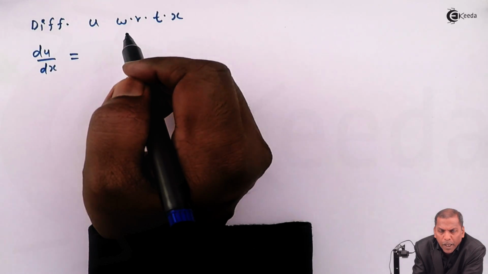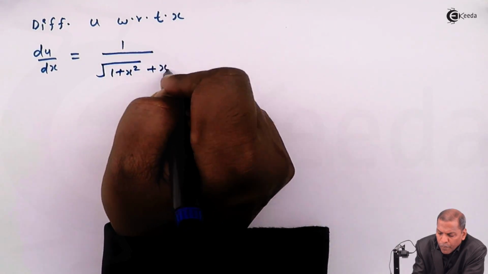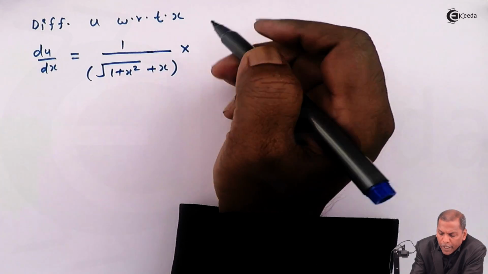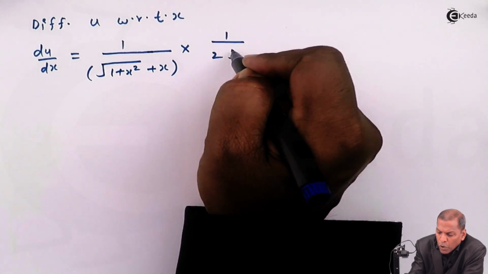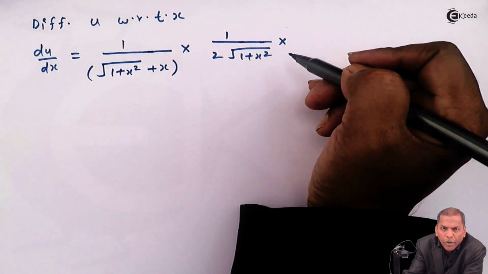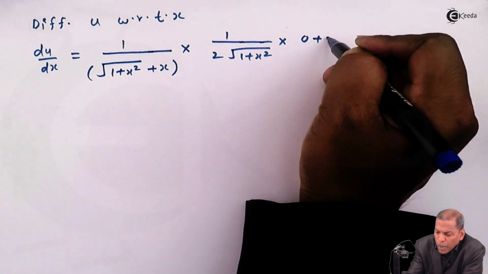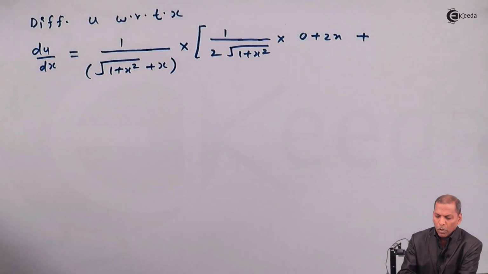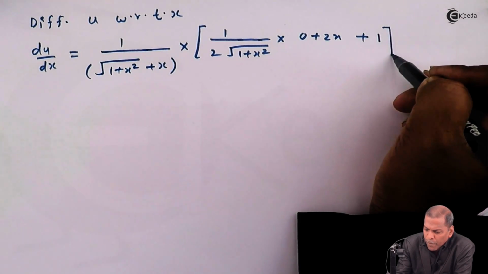now the derivative of log x is 1 upon x, therefore the derivative of log of (under root 1 plus x square plus x) is 1 upon (under root 1 plus x square plus x) into the derivative of the bracket. The derivative of root 1 plus x square is 1 upon 2 into root 1 plus x square, then the derivative of the part inside the root, 1 plus x square, is 0 plus 2x, then plus the derivative of x, which is 1, and the square bracket complete.